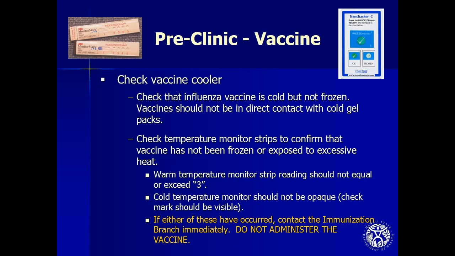A cold temperature monitor is pictured in the upper right-hand corner. The bubble should not be opaque and the check mark should be visible. If either monitor indicates that the temperature has gotten too warm or too cold, contact the immunization branch immediately. Do not administer the vaccine.